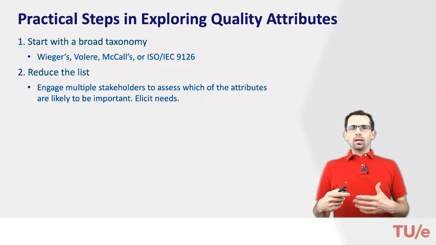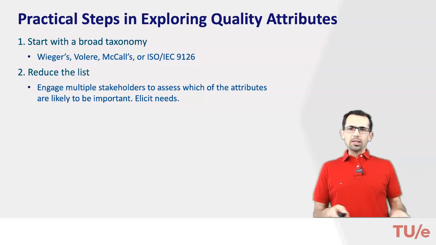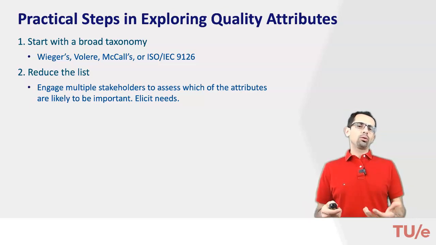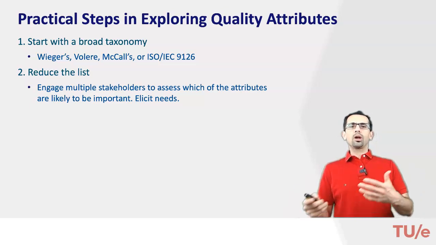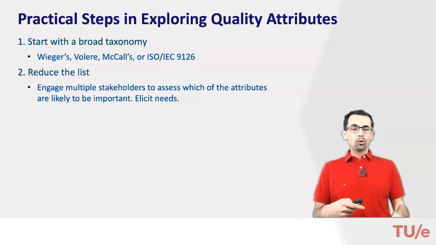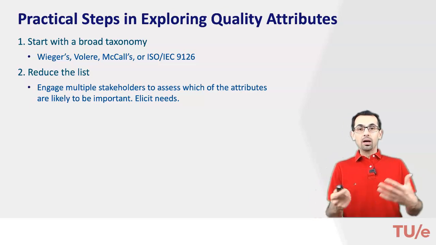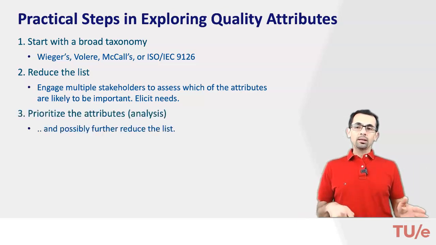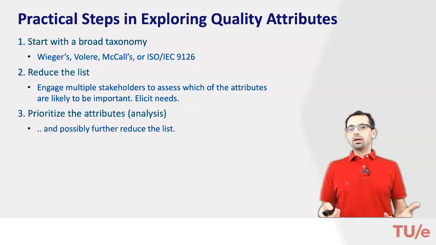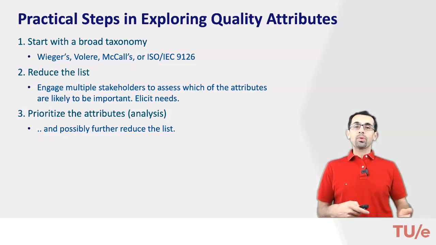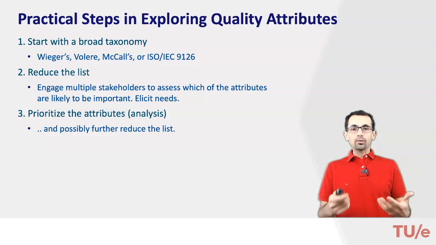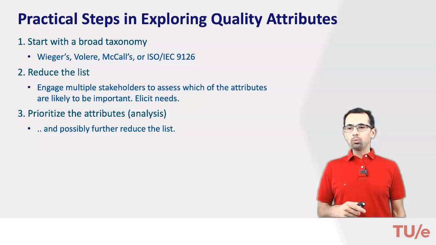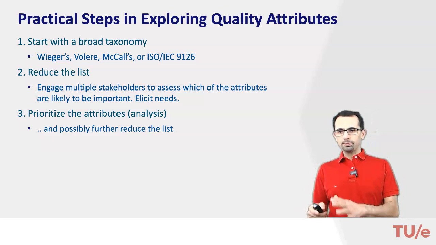Okay, so what you need to do is you need to go through some elicitation, let's say, activities to engage multiple stakeholders, assess which of the attributes are likely to be important for them or for a particular IT system that they will be using. So that's elicitation, in fact. And then the third step is to prioritize these attributes. Okay, and possibly further reduce the list so that you can really focus on those that are particularly important for those stakeholders.